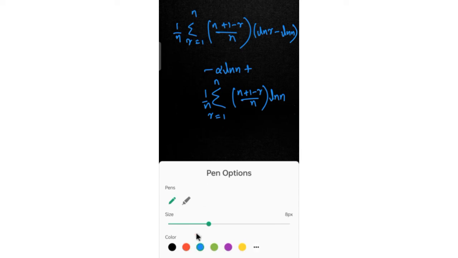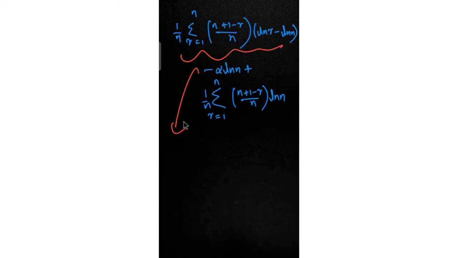So finally we'll be getting this ln r minus ln n, and minus alpha ln n, plus Σ from r=1 to n of (1/n)(1 + (1−r)/n) ln n. Fine, so this is the term that we are left with, and now this settles to be like this term, that is (1/n) Σ from r=1 to n of (n+1−r)/n · ln(r/n).